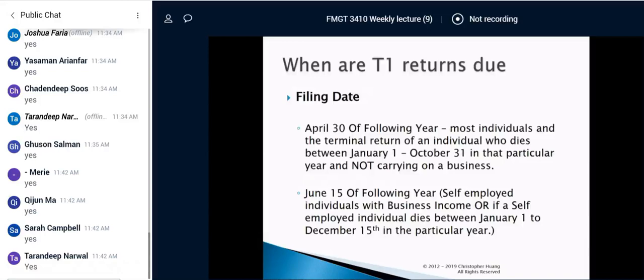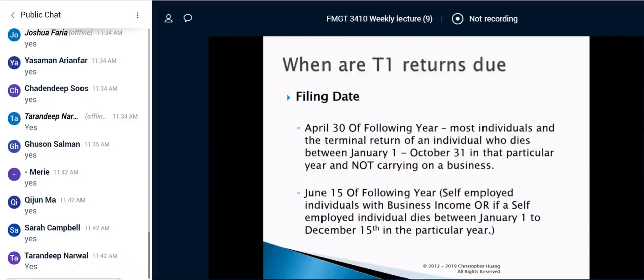Okay. Now, someone said, well, what happens if someone dies, right, in the year? Okay. Right? Because remember what I said before, when someone dies, what happens? Well, they're deemed to dispose. But what also happens? Well, you're no longer living. So your year end for tax purposes is now the day that you died. So now the question is, when is that return due? So what the government said was, if you are someone who has no business income, so in other words, you are not a contractor, you are not carrying on business, and you died between January 1 and October 31, then it's April 30th.